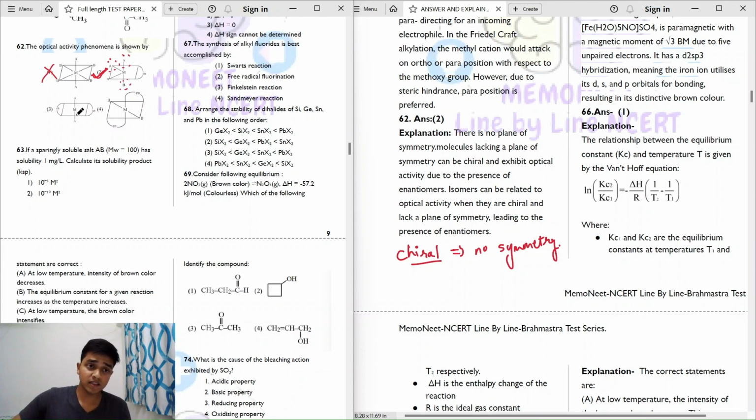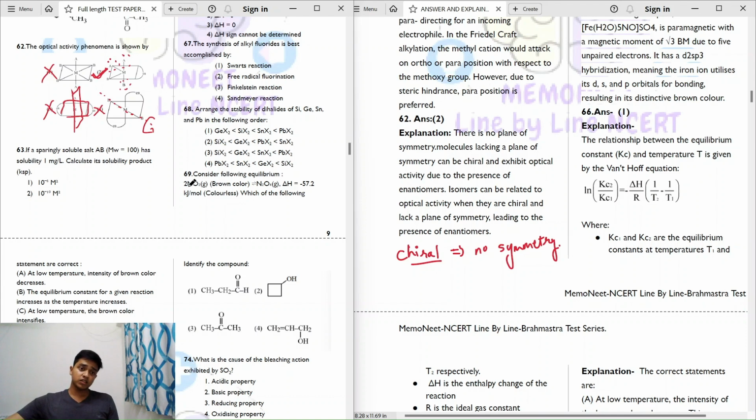So we can see that there is a plane of symmetry passing through this plane as well, and also through this plane, just like in statement 1. So option 3 will not be optically active. And if I take a look at statement 4, here also we can see that if I pass an axis through here and rotate the molecule, there is an axis of symmetry present, so this will also not be optically active. So the answer will be option 2.